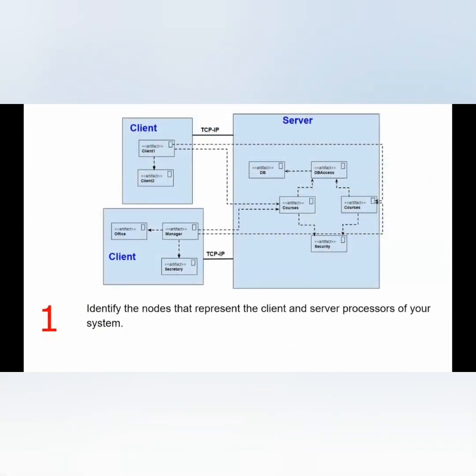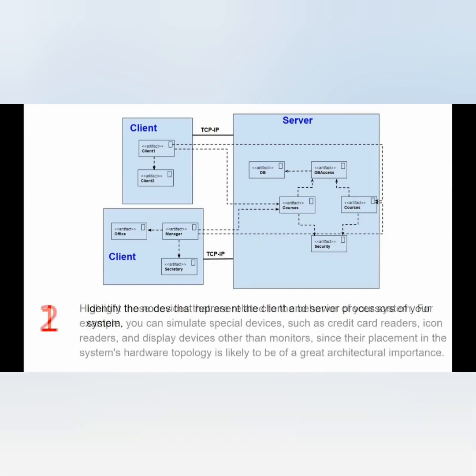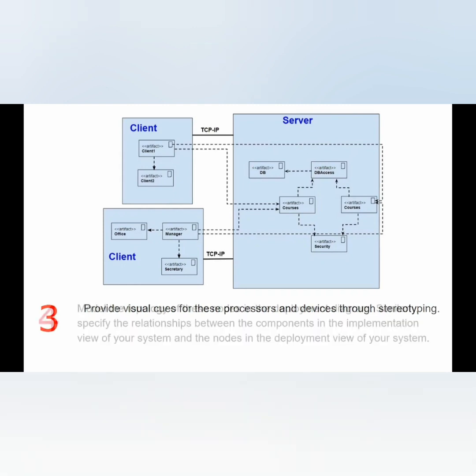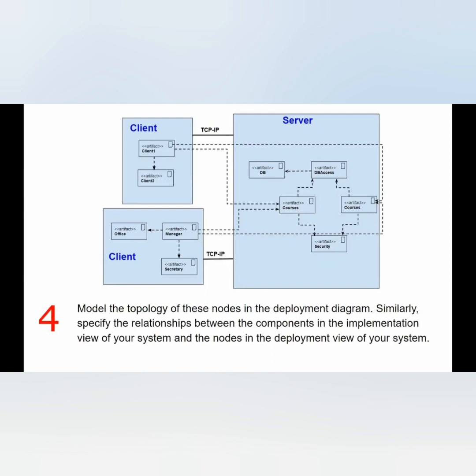Identify the nodes that represent the client and server processors of your system. Highlight those devices that are related to the behavior of your system. For example, you can model special devices such as credit card readers, icon readers, and display devices other than monitors, since placement of the latter in the system's hardware topology is likely to be of great architectural importance. Provide visual cues for these processors and devices through stereotyping. Model the topology of these nodes in the deployment diagram.